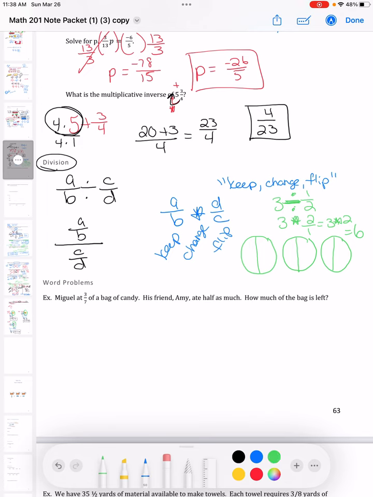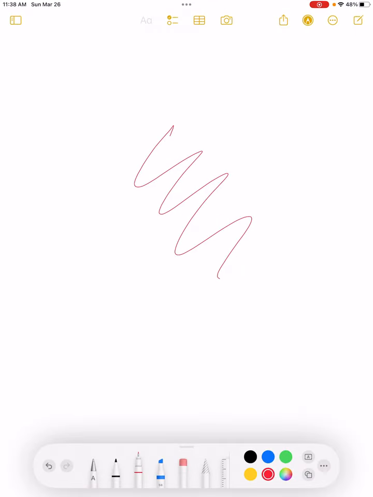Let me do a similar problem, but with 2 rational numbers. Again, sorry I had to erase. You can rewind if you need to. I ran out of space here. My pencil stopped working again. Let me come back over here to these notes.